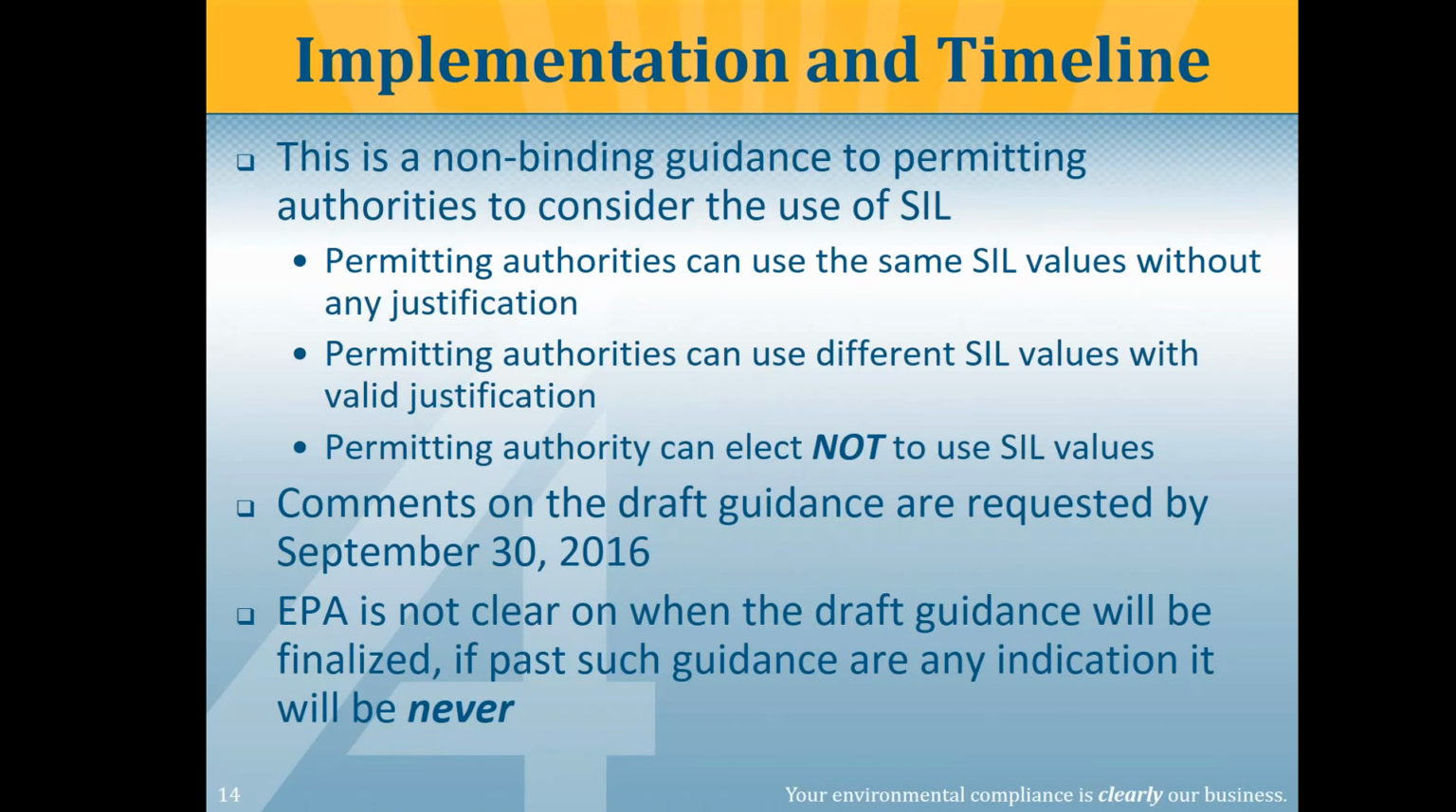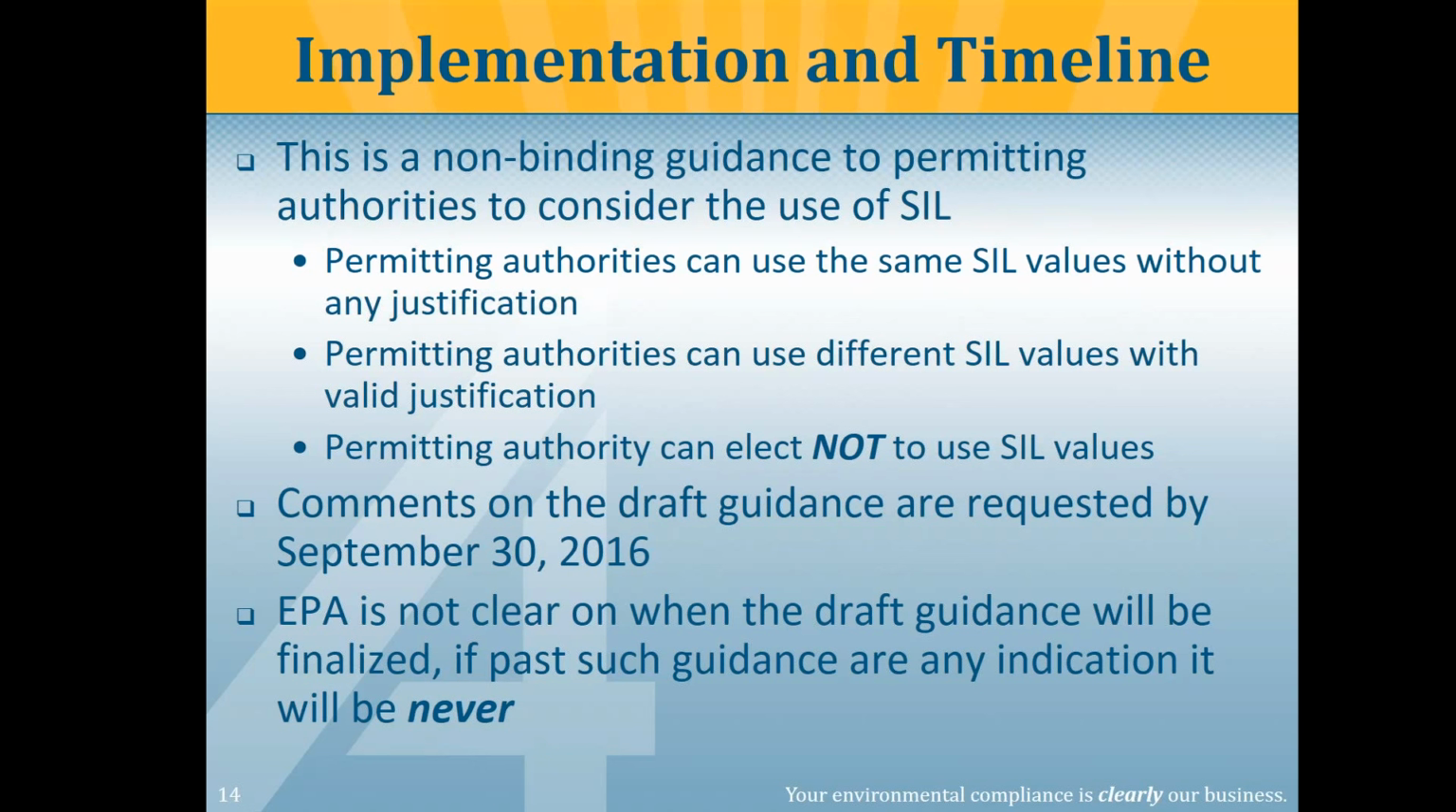The other part of the guidance, which is kind of open-ended, is the whole implementation and the timeline. EPA has defined this as non-binding guidance, and they are leaving complete discretion to the permitting authorities to consider it. That's a different step from the past, where the SILs for PM2.5 were actually codified, written into a rule, which was binding. Their argument is that permitting authorities can use the SIL values without any justification. So if a state agency wants to just take this guidance as gospel and apply it, that's good. We're not going to challenge that.